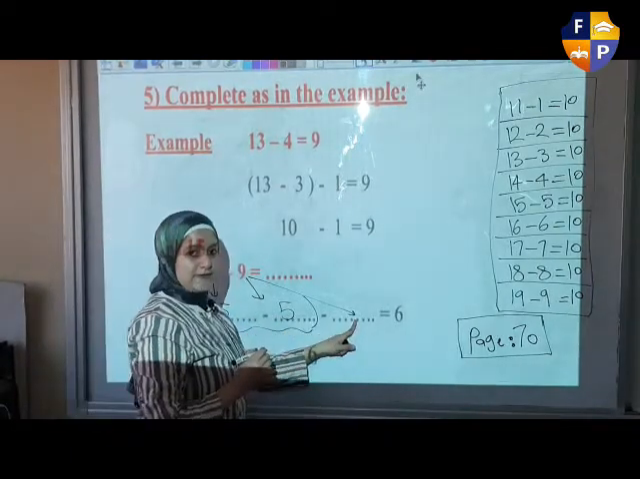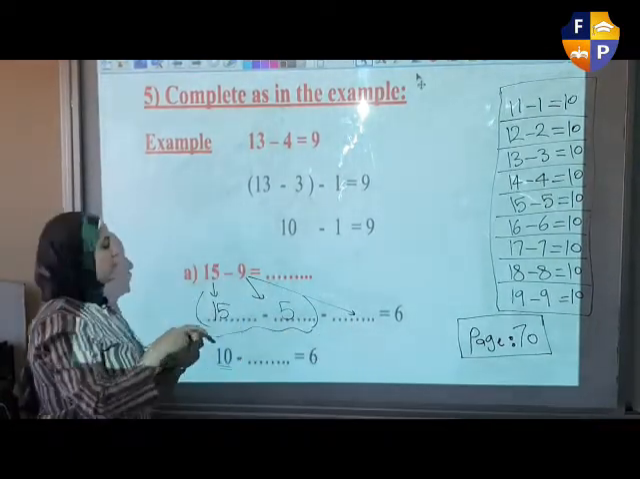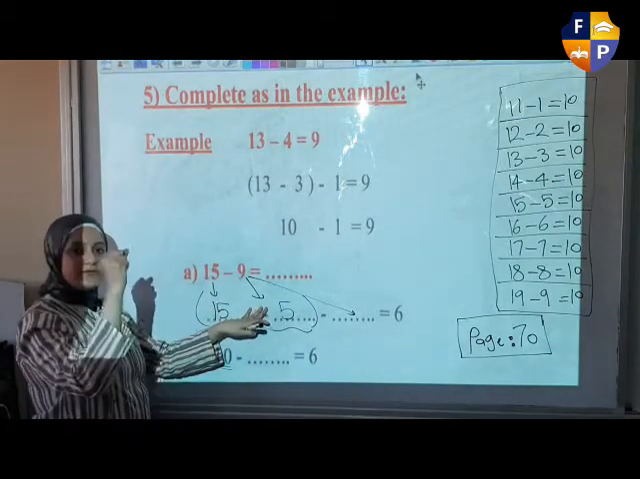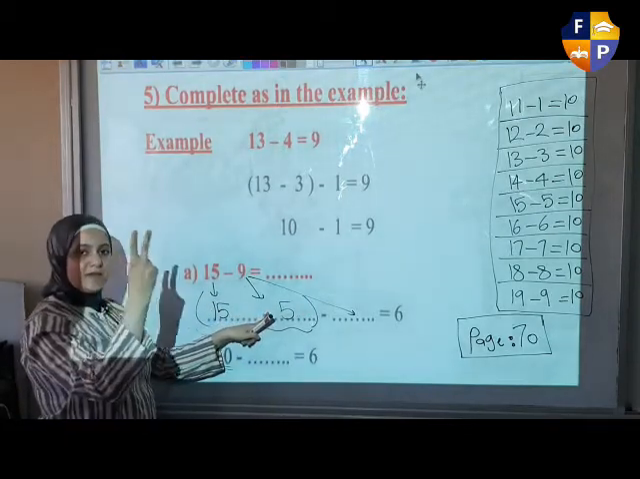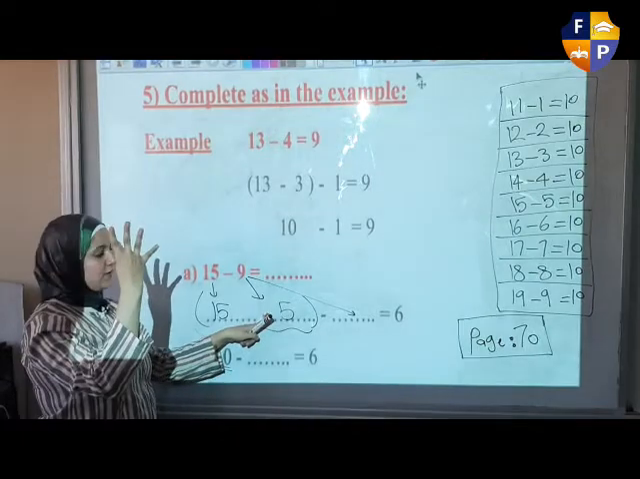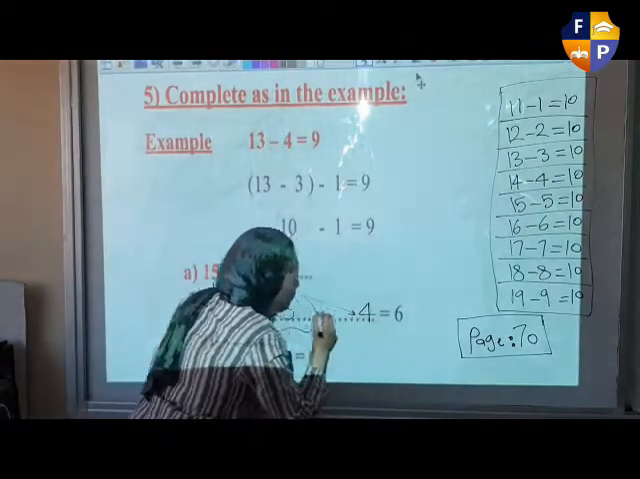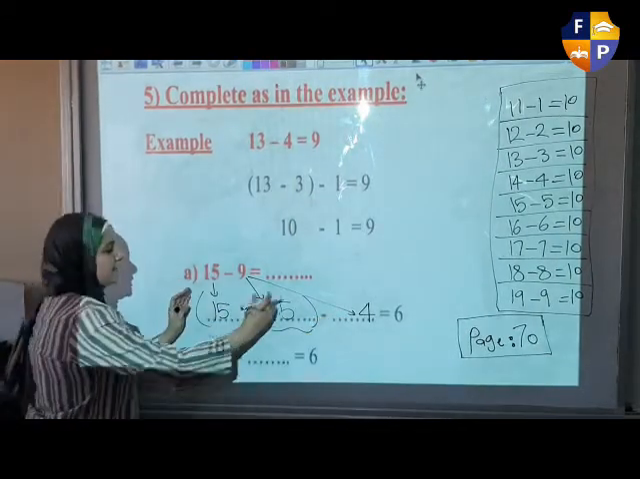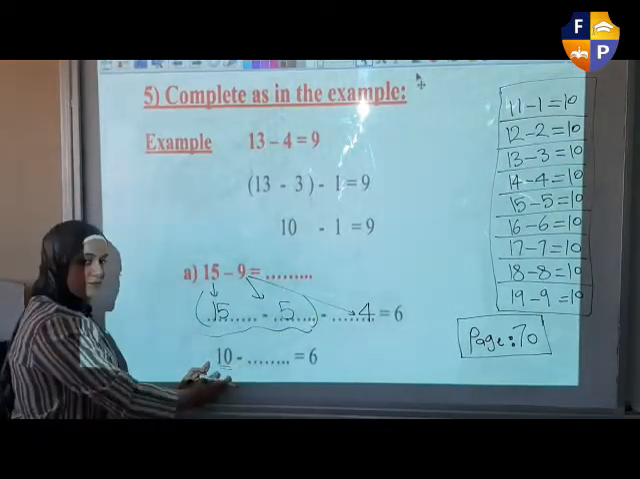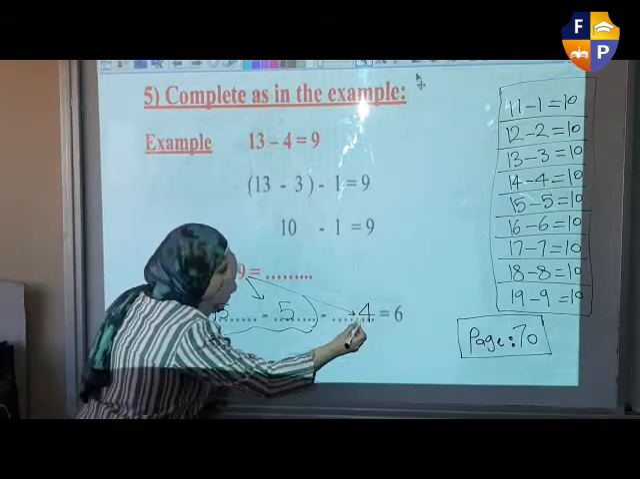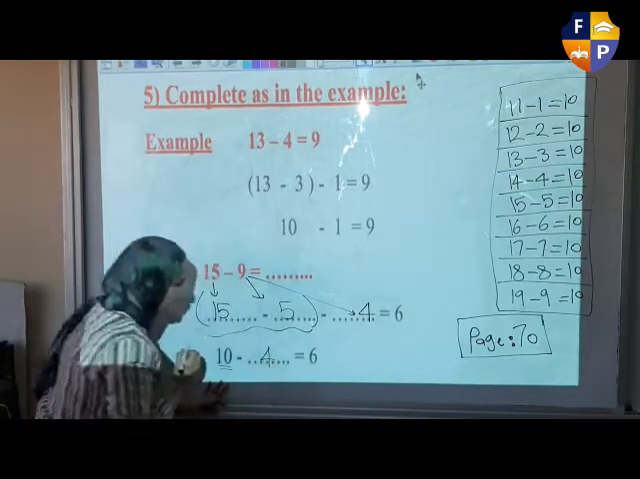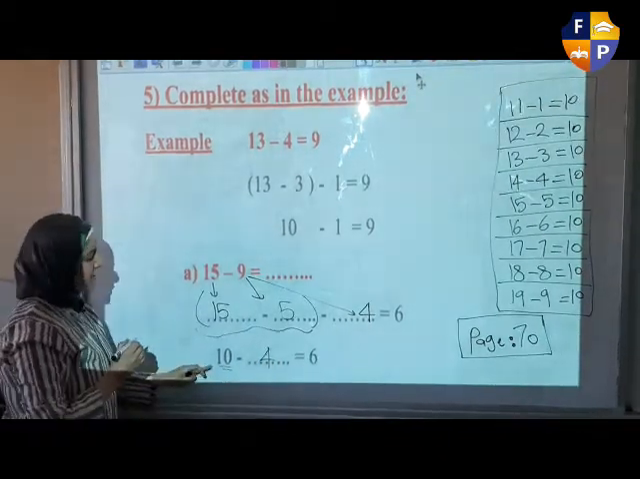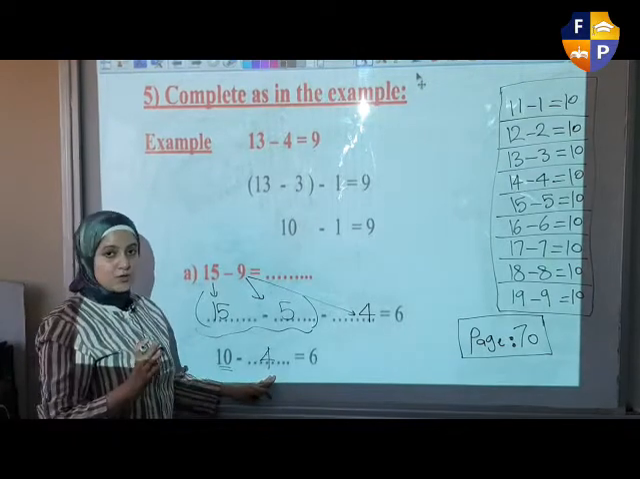I have to put the second part here. If you count after 5 to reach 9, close your hand. After 5, 6, 7, 8, 9. So they are 4. I should write 4 here. 15 minus 5 minus 4. And these together give me 10. And I have to put the second part, which is 4, here. 10 minus 4. Now it's so easy to solve.